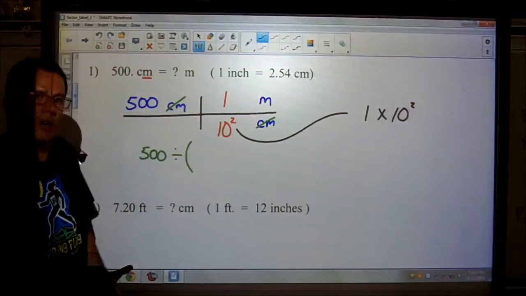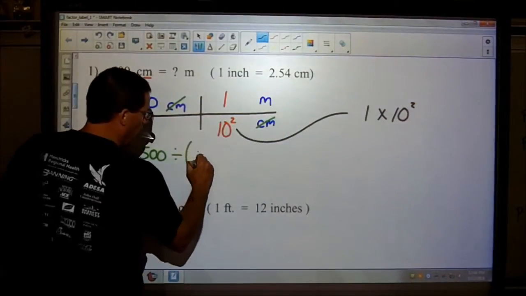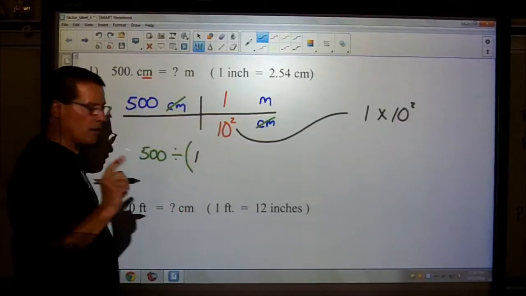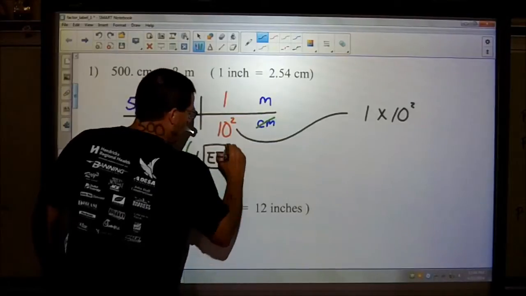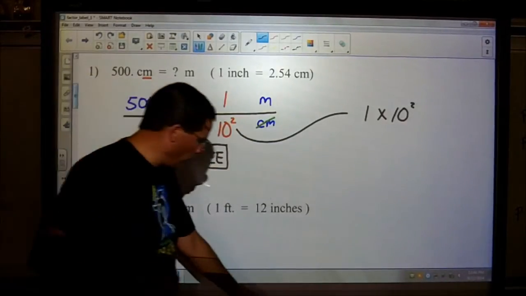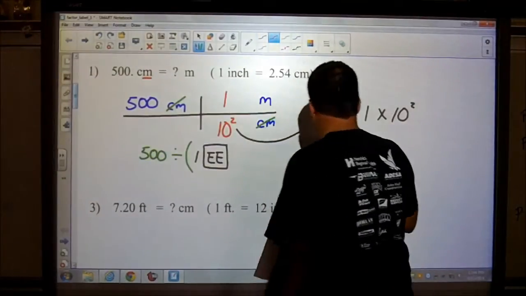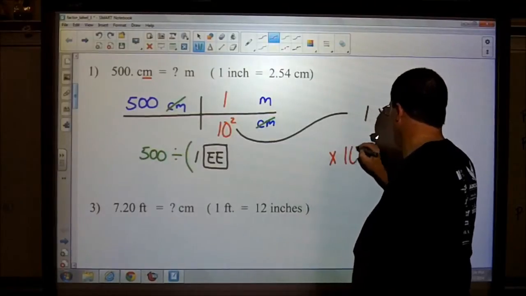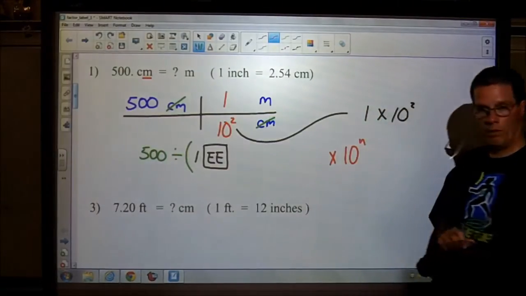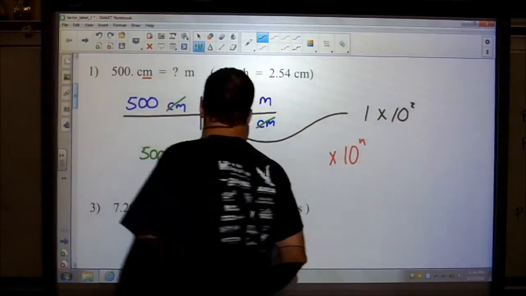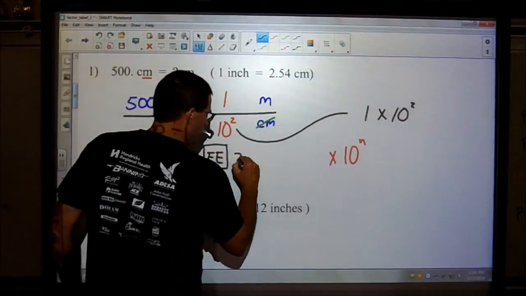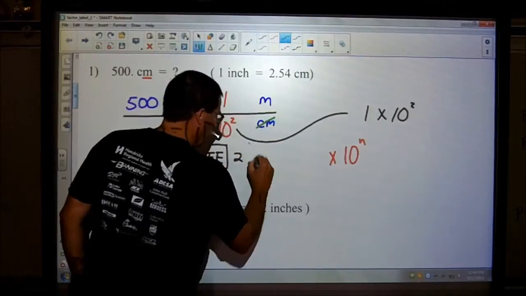So the way that we tell our calculator that is we say 1, and if you have a Texas Instruments calculator, you can use this button here. It's called EE. The EE button actually is a pretty cool button. It represents times 10 to whatever you type in next. So if I wanted to represent 100 here, then I would go 1 EE 2, and then close the parenthesis.